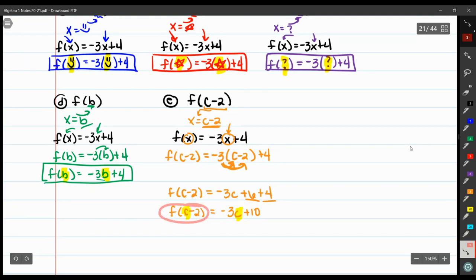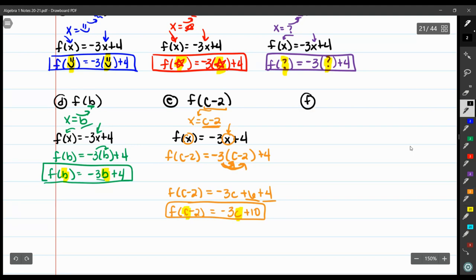Remember, this is what we did to get this part. So this will stay f of c minus 2. So this is what we did to come out with an output of negative 3c plus 10. Those two things are equivalent. And that's as far down as we can get simplified wise because I cannot add a 3c and a 10. Let's try one more before you do a couple on your own.